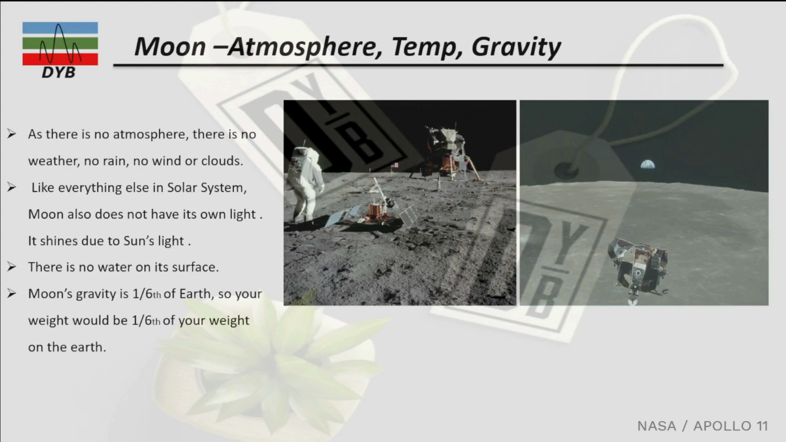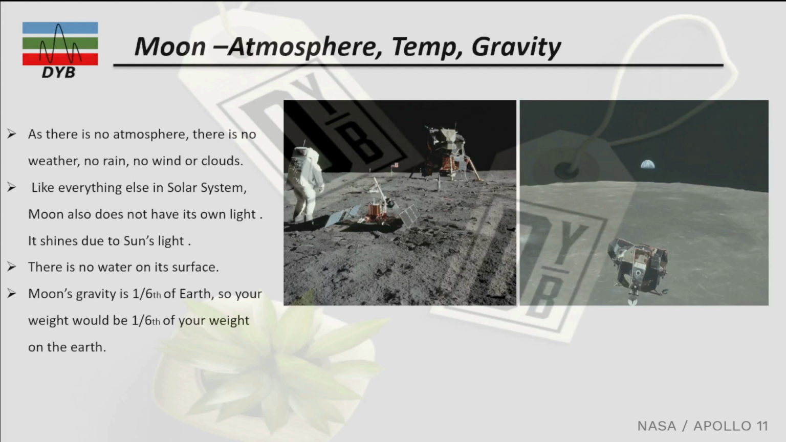So as mentioned, there is no atmosphere, so there is no water, no rain, no wind, and there is no cloud on the moon. Like everything else in the solar system, the moon also does not have its own light or source of energy. So it shines due to the sunlight. It will reflect the sunlight when we are looking at it. And there is no water on the surface of the moon.